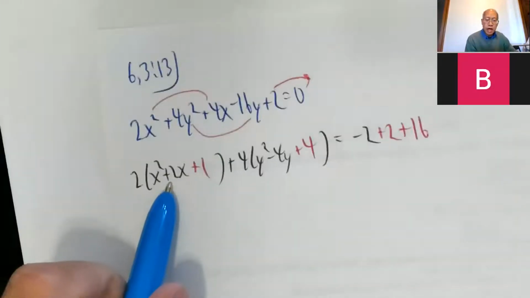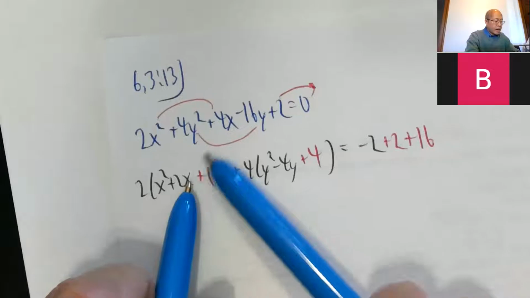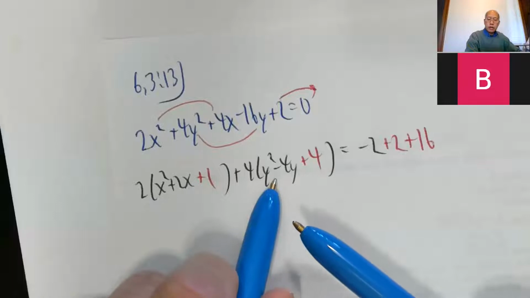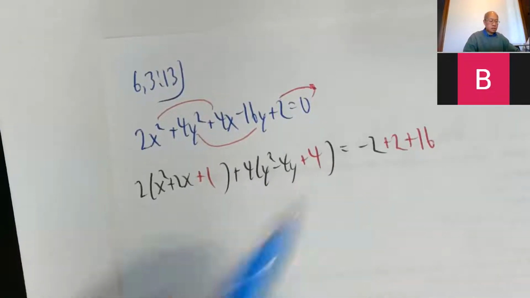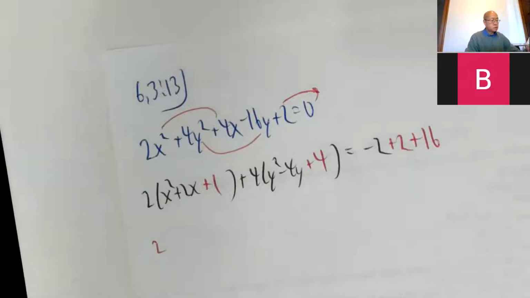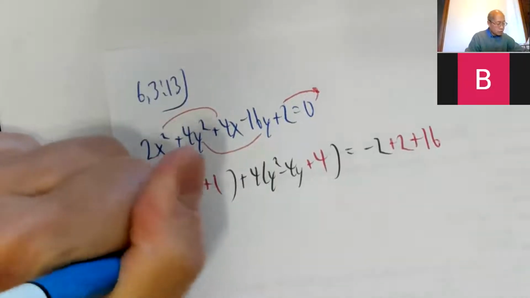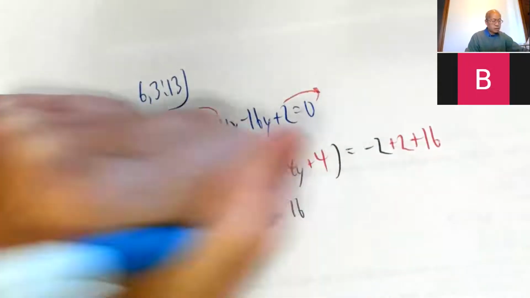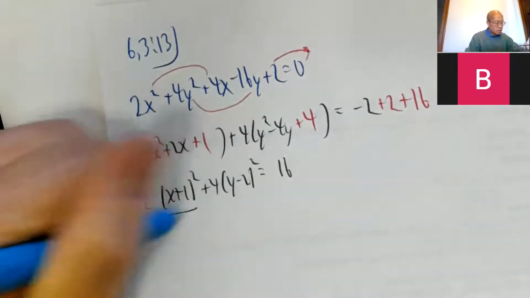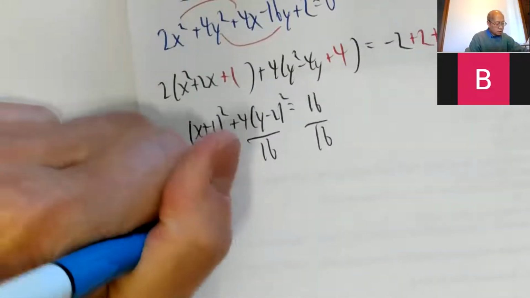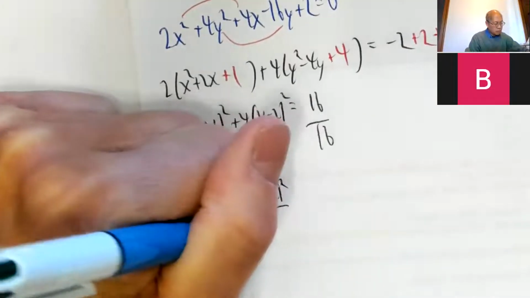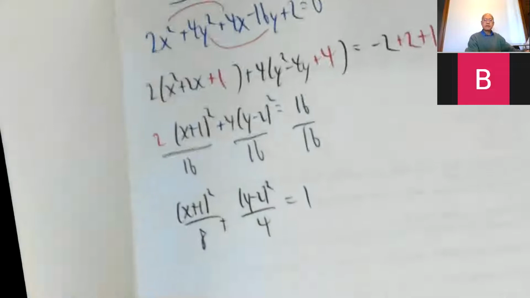Okay, half and square. Half of 2 is 1. 1 squared is 1. But by writing plus 1, that's really a plus 2. And here, half of -4 is -2. -2 squared is 4. But writing this, it's really a plus 16. So 2 times (x plus 1) squared plus 4 times (y minus 2) squared equals 16. Divide by 16, divide by 16, divide by 16. (x plus 1) squared over 8 plus (y minus 2) squared over 4 equals 1.